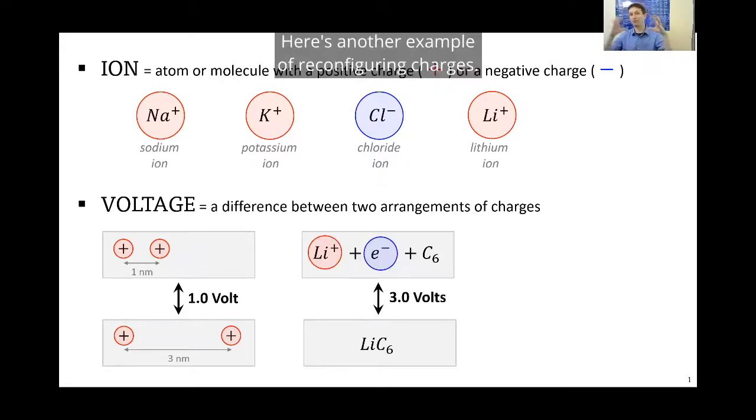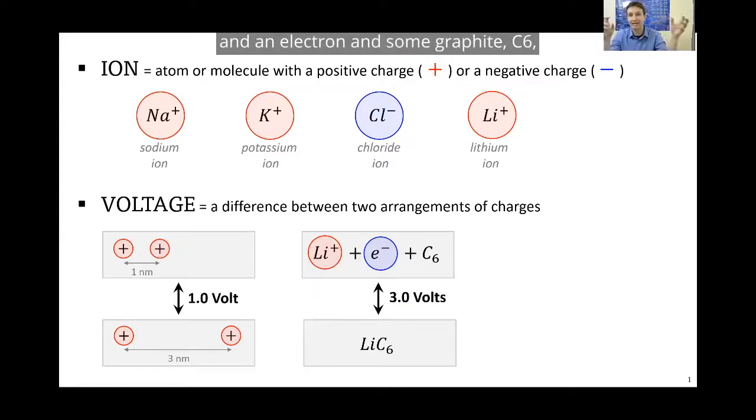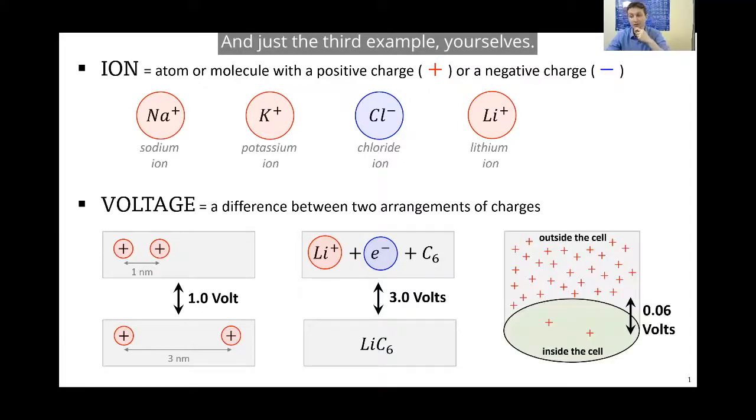Here's another example of reconfiguring charges. If you take a lithium ion and an electron and some graphite, C6, and combine those together, that's a difference of about 3 volts. And just a third example, your cells.